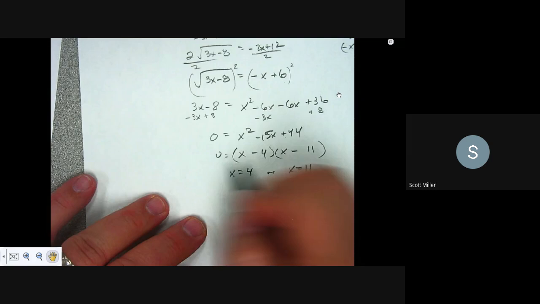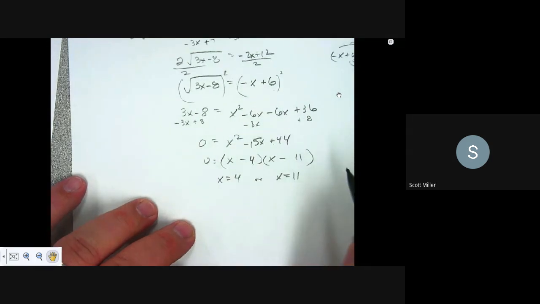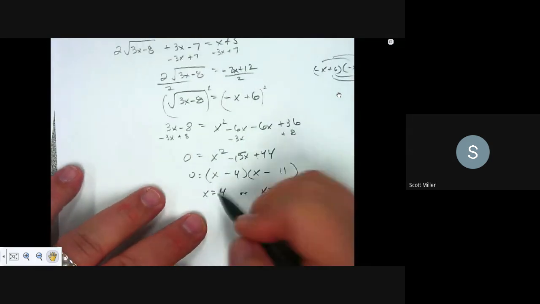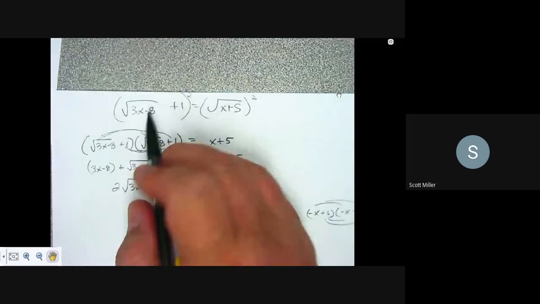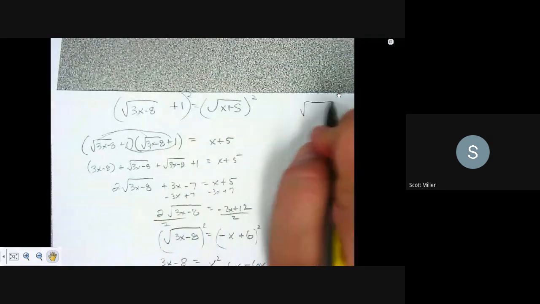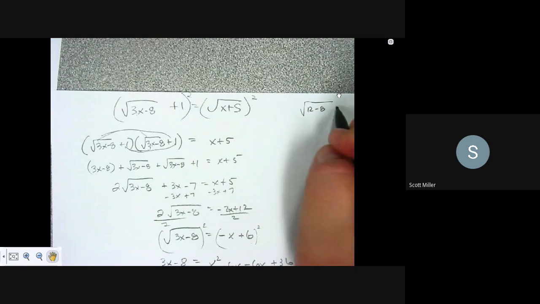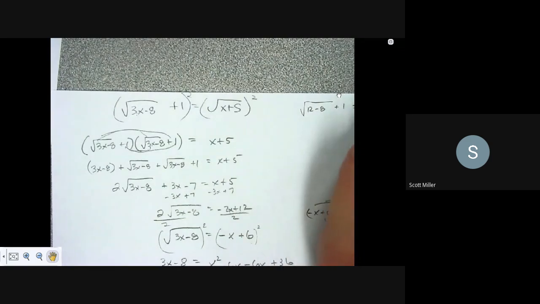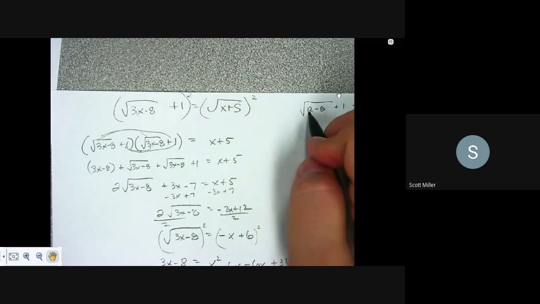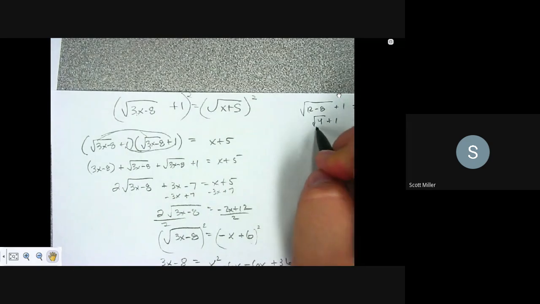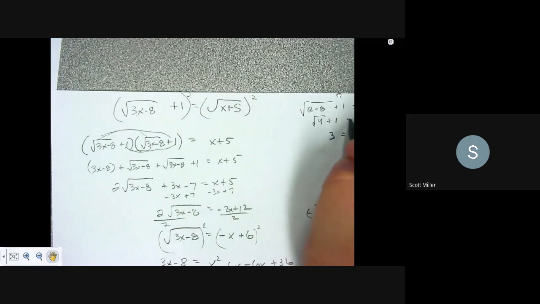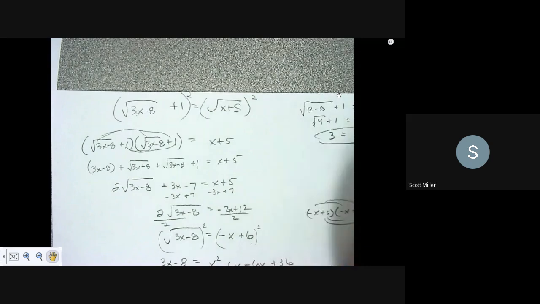Okay? That doesn't mean those are solutions. Got to check them. Extraneous solution. A lot of work went on for this thing. So we take this number 4, we go over here, we plug it in. So I'm going to get the square root. If I plug in a 4, that's going to be 12 minus 8, and this is going to be 4 plus 5. 12 minus 8 is a 4. This is a 2 plus 1 is 3, so this is a 3. This is 9. And sure enough, that is a solution.